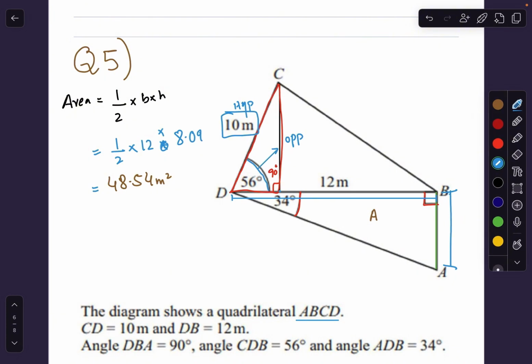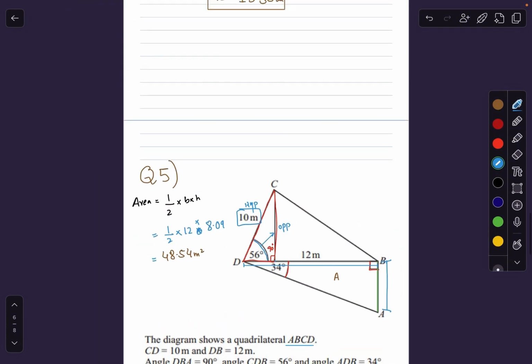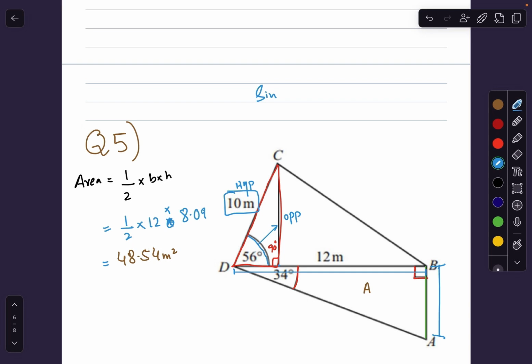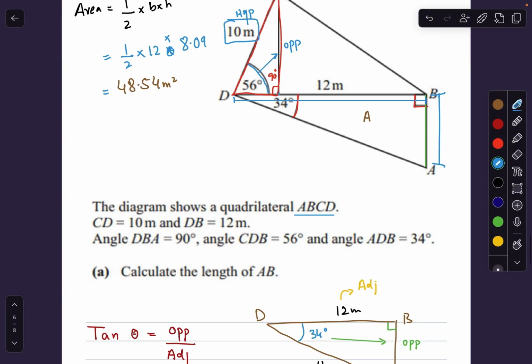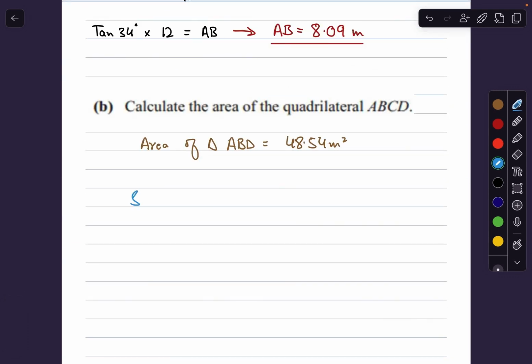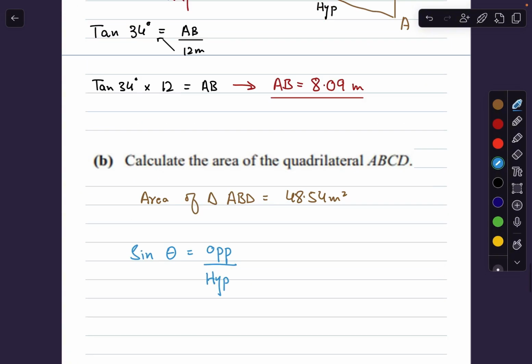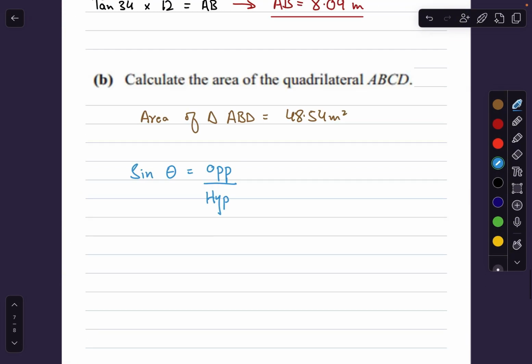Since opposite and hypotenuse are involved, we have to use sine, because the sine formula says that sine of angle theta equals opposite over hypotenuse. It includes the opposite, the hypotenuse and the angle. We have been given the hypotenuse as well as the angle, so we can directly apply it to get the opposite. So sine of angle theta equals opposite over hypotenuse. The hypotenuse there was 10 meters and the angle is 56. So sine of 56 degrees equals opposite over hypotenuse, and this opposite is basically the height of the triangle.